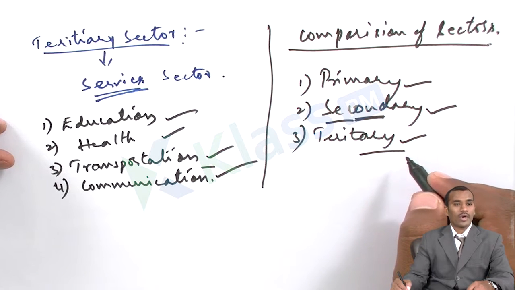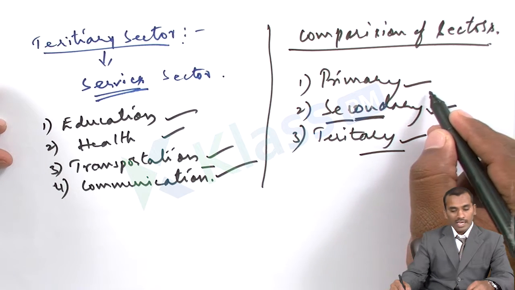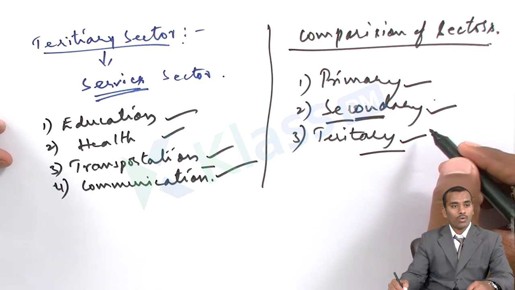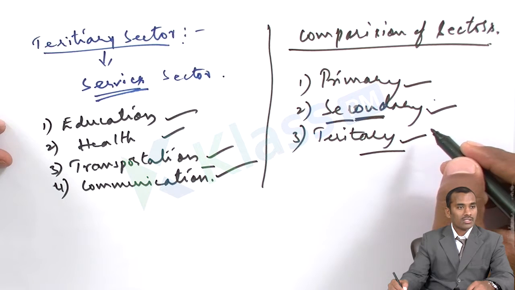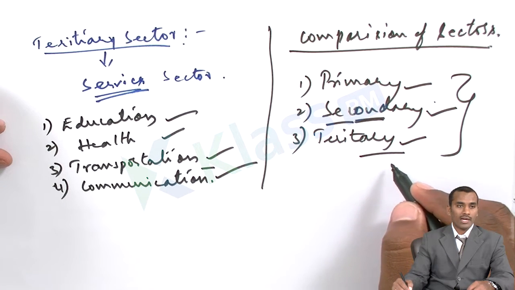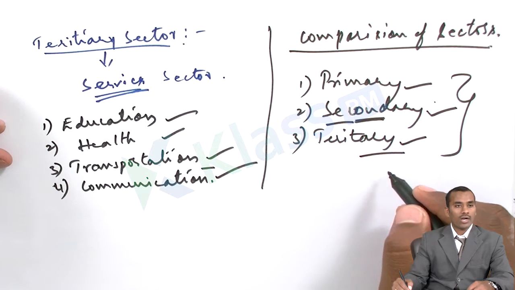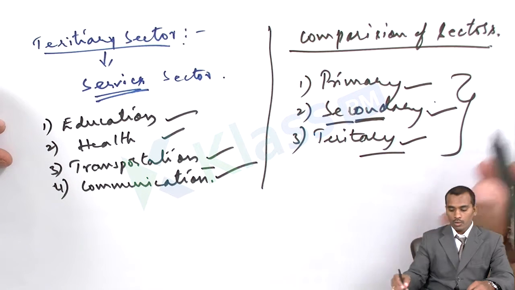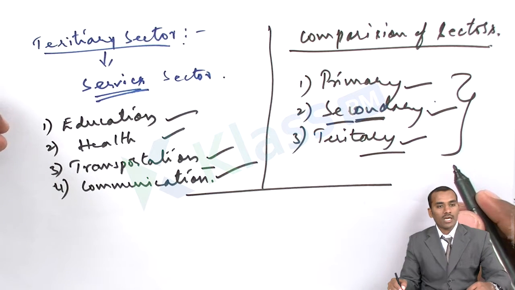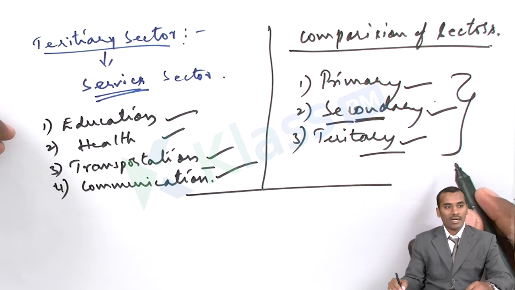So now we come to a conclusion that without the existence of one sector, the other sector cannot exist. So we cannot say only one sector is important. All three sectors are equally important and interdependent on one another for their existence. With this, we conclude that the three sectors are equally important and interconnected with each other for their existence.